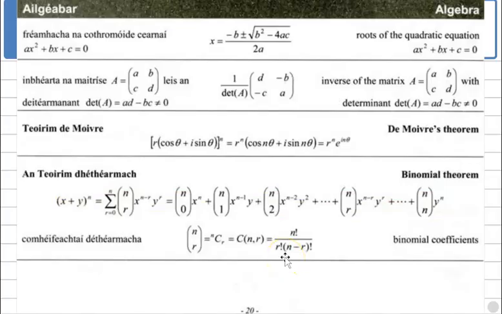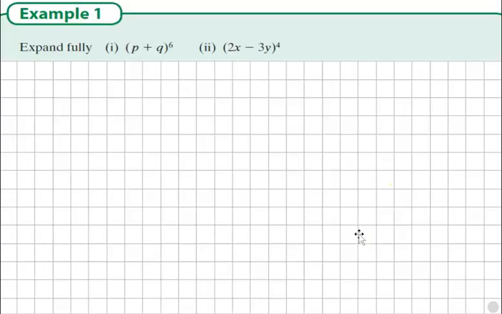So this is our formula book on page 20, and we can see that we have the formula there down the bottom. So this is known as the binomial theorem. So you do not need to learn it off. It is quite a tricky formula, so just be very, very careful subbing into it.